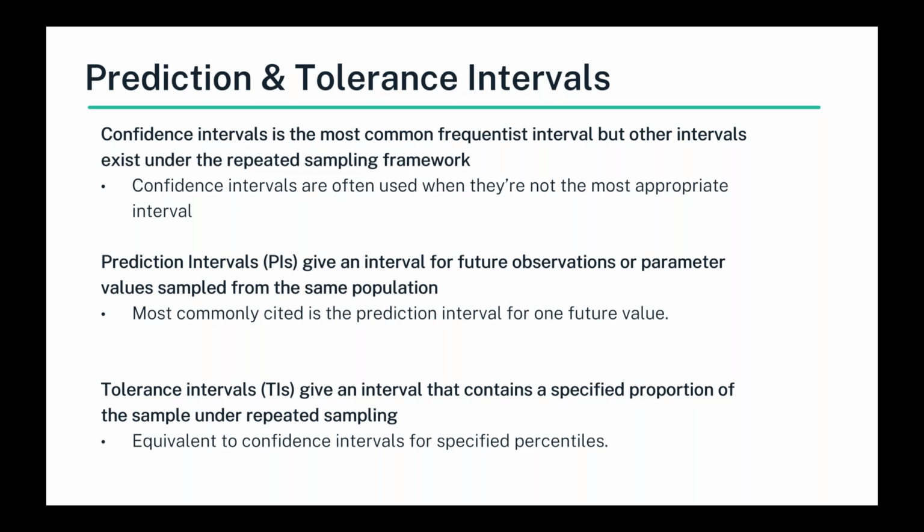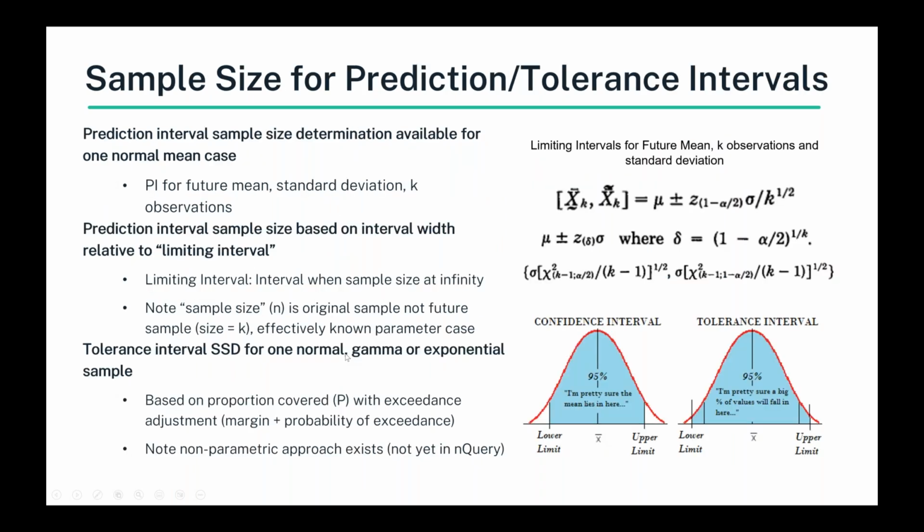Like the 80% proportion I just mentioned would be, in a two-sided case, equivalent to the 10th and 90th percentile, and now you'd want to have confidence intervals for those. So now we'll get into the considerations for sample size determinations.